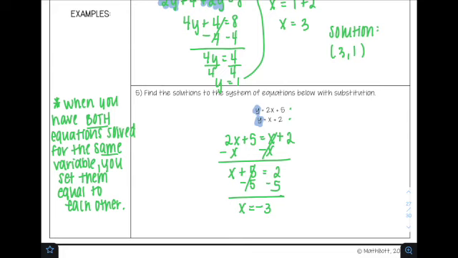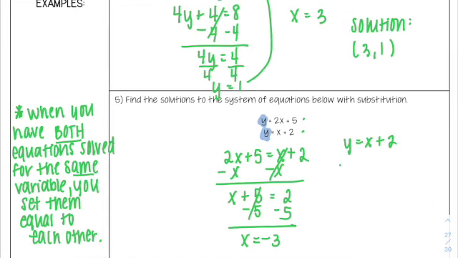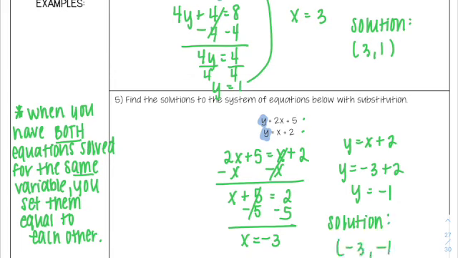I'm just going to take the second one, y equals x plus 2. So y equals negative 3 plus 2. y equals negative 1. Therefore, our solution would be negative 3 comma negative 1. And there you have it.